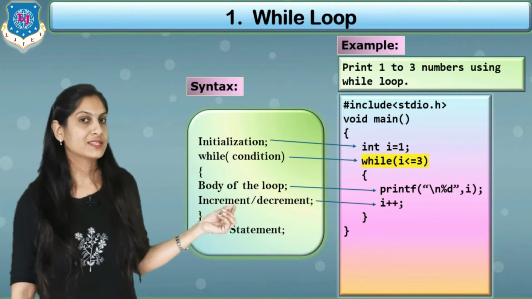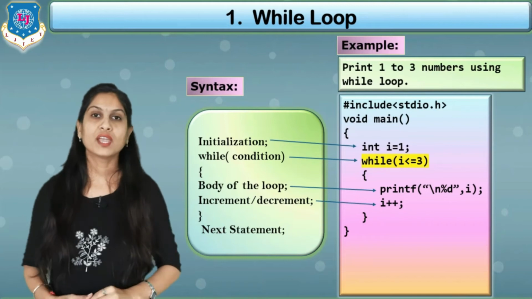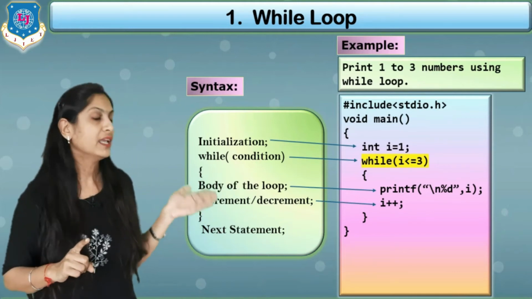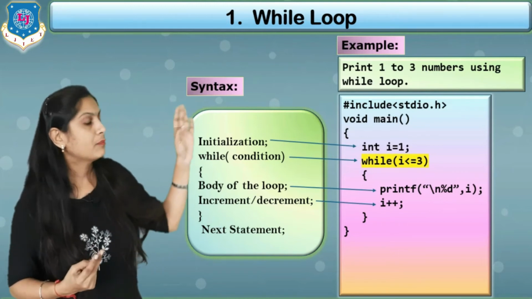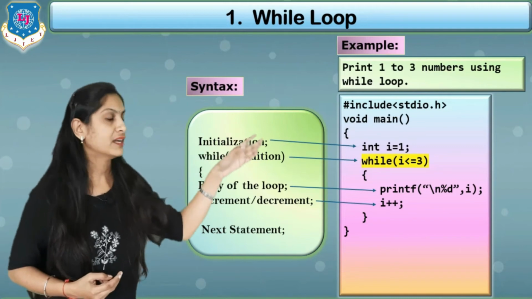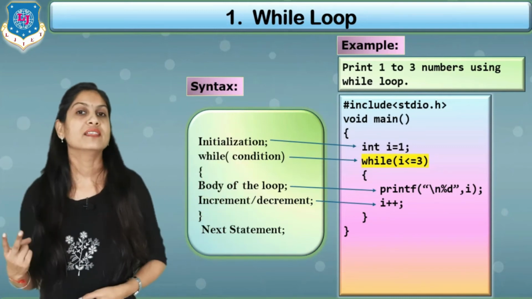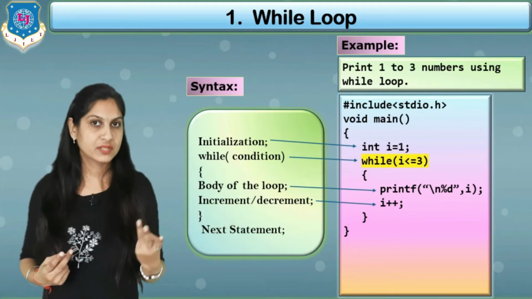How will this program execute? First the value of i is 1. Is 1 less than or equal to 3? Yes. So simply print the value of i, that is 1, and increment the value of i, which becomes 2. Now this updated value of i will be checked: is 2 less than or equal to 3? Yes. Then print the value of i, that is 2. Again increment the value of i, which becomes 3.